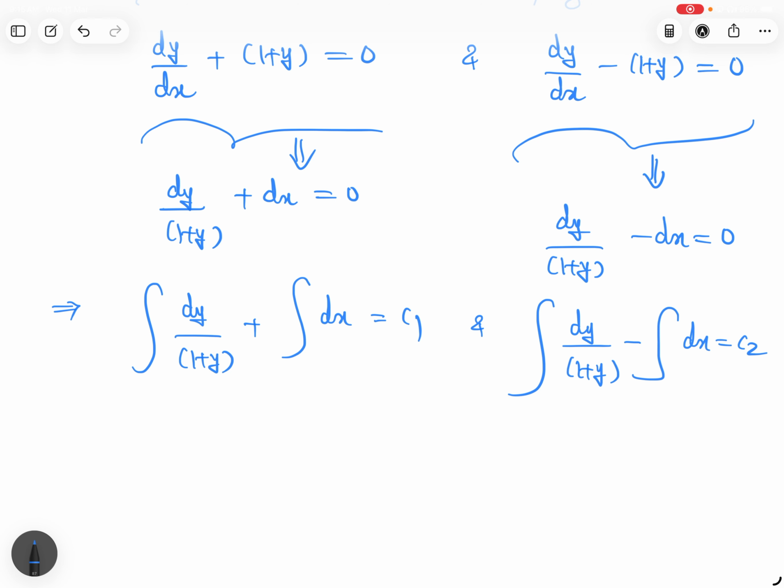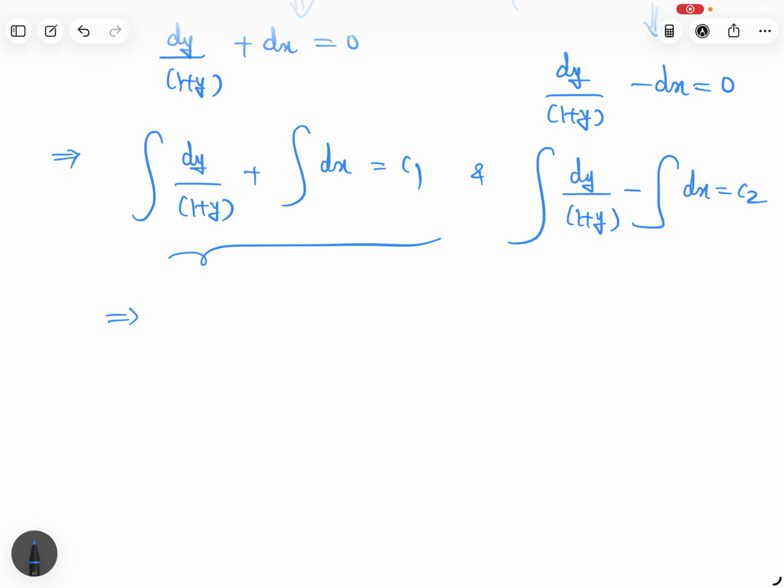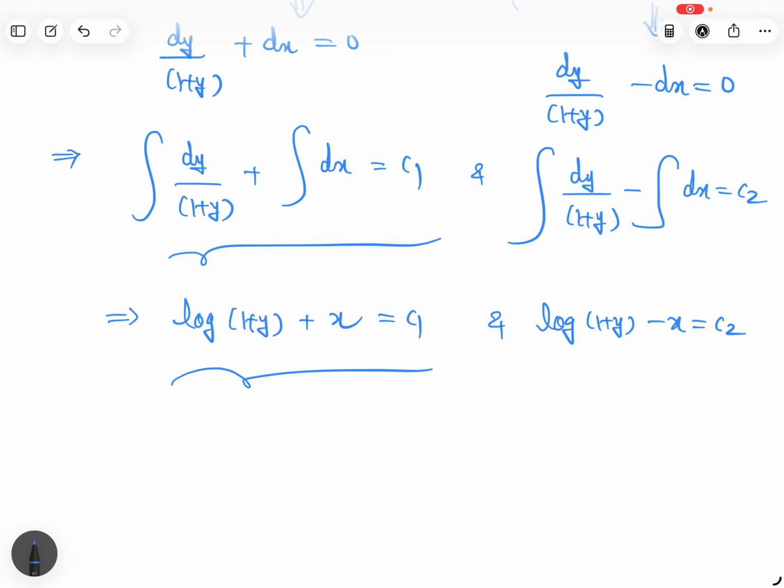C2 will be there. So after solving it, what will you get? What is the integral of 1 upon 1 plus y? Log 1 plus y. And what is the integral of dx? That is just x. Similarly here, what will I get? Log 1 plus y minus x is equal to c2. So I got two equations.